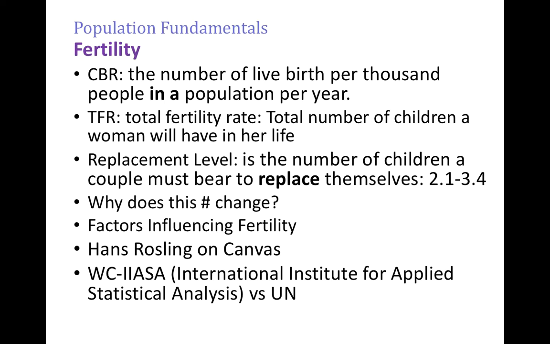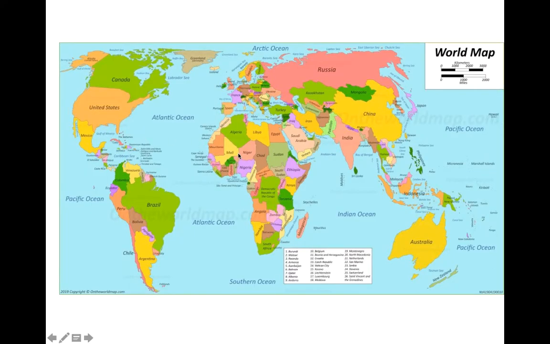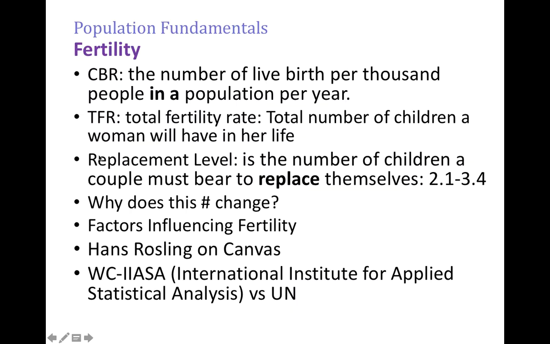He's talking about the number of live births per 1,000 people in a population per year. So when I said back here that the average woman in Somalia is having 9 children, the average woman in Ethiopia is having 7 children, and the average woman over here in Guatemala is having 6 children, that's the crude birth rate.